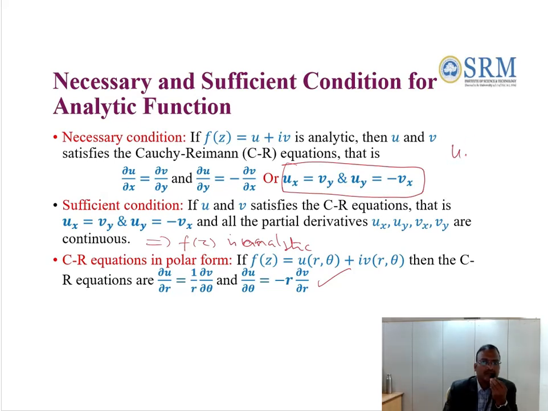What is ux? ux means dou u by dou x, and uy means dou u by dou y. Similarly for v.